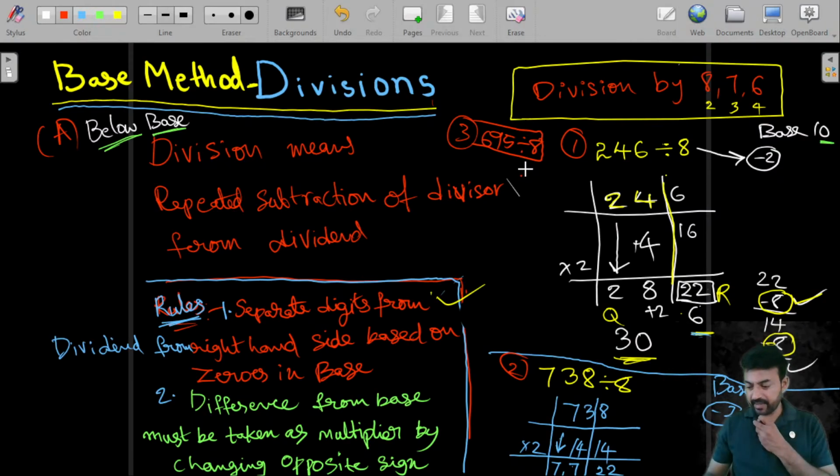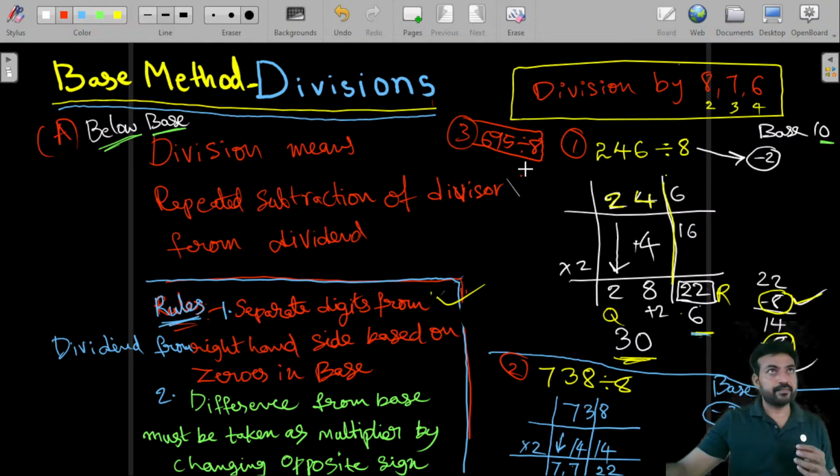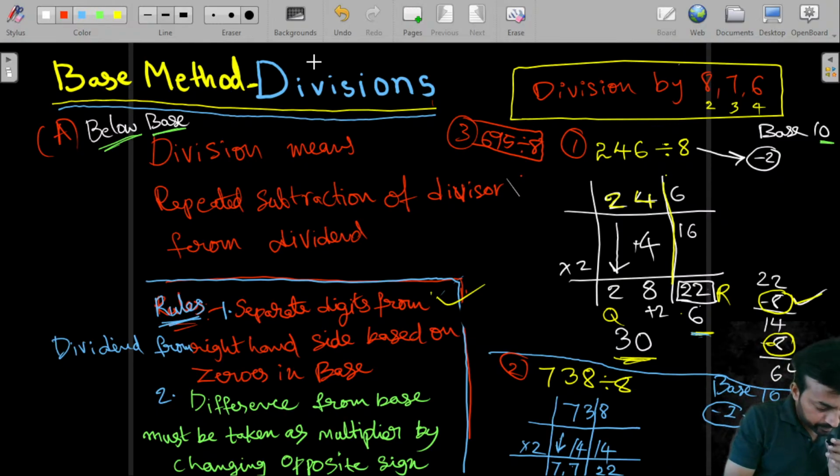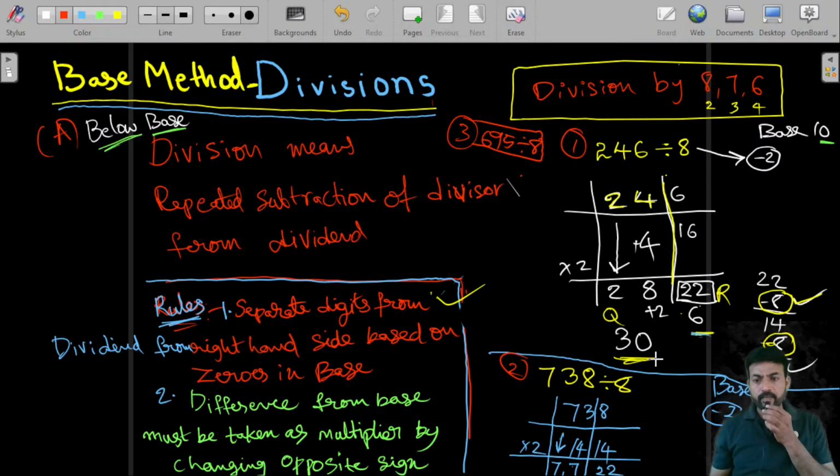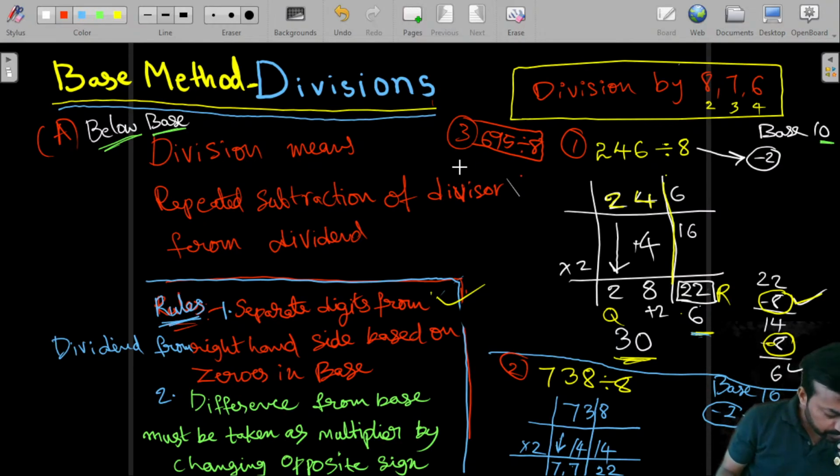Sorry for the delay. Okay. So now, did you complete this third one? 86 quotient and 70 is remainder.